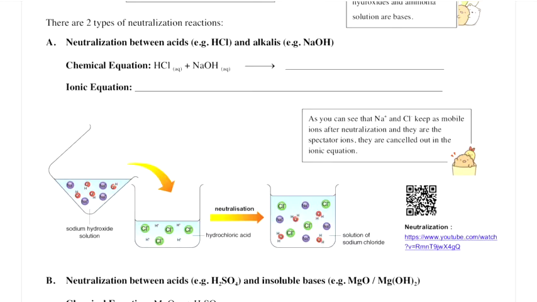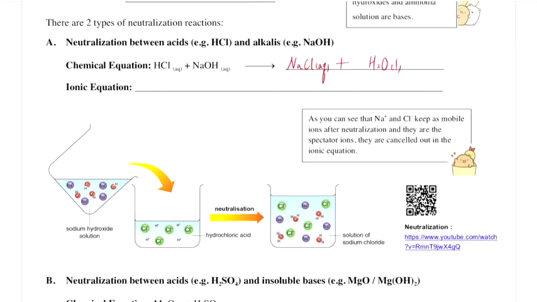Here we have an example. That's a reaction between hydrochloric acid and sodium hydroxide. The products we should get from this reaction are sodium chloride and also water. Remember to balance the equation and write the state symbols accordingly. Then, to write the ionic equation, we need to first separate the ionic compounds, and then we need to cancel out all the spectator ions.